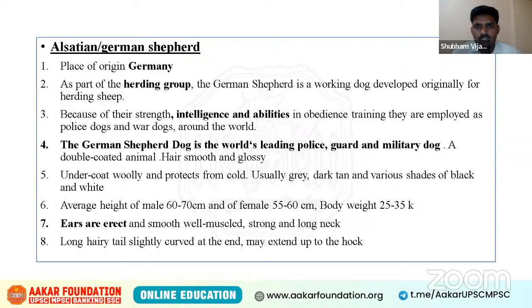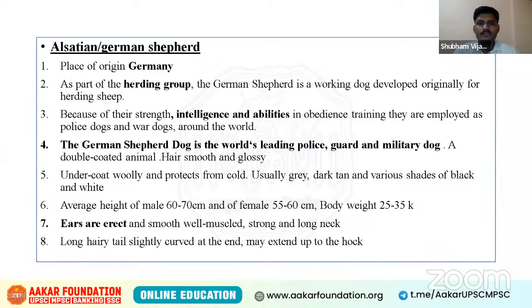German Shepherd, I will pronounce this as GS in short, so that again and again there is no need to take this long name. So GS is a working dog developed originally for herding sheep. Because of their strength, intelligence, and abilities in obedience training, they are employed as police dogs and war dogs around the world. So GS can be used in the police force around the world because of its intelligence, strength, and abilities.